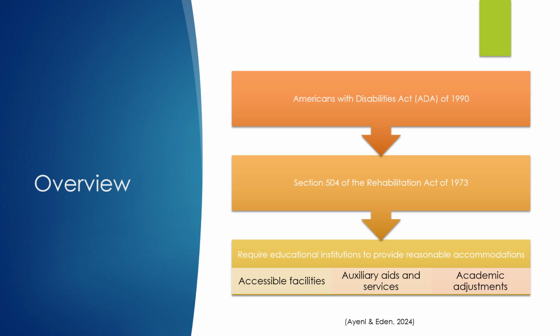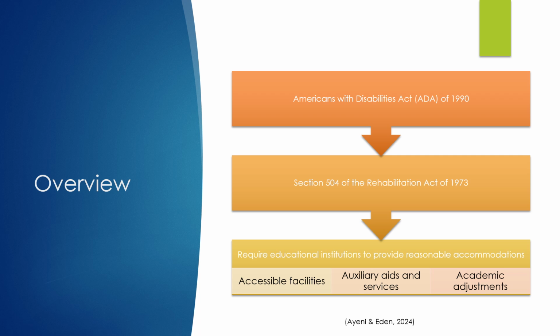Equity and access in higher education stand as fundamental pillars in fostering a fair and inclusive academic environment. However, persistent disparities based on disability and other factors continue to hinder the realization of true equity and access within higher education systems. To address these challenges, legal perspectives provide the foundational framework for understanding the rights and responsibilities of both educational institutions and students.